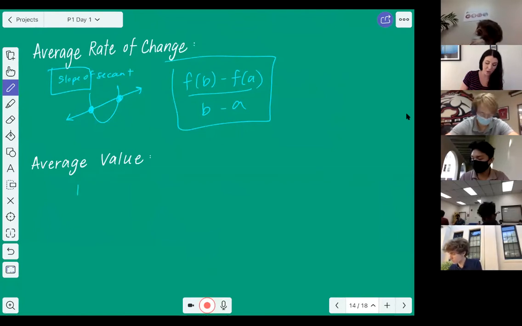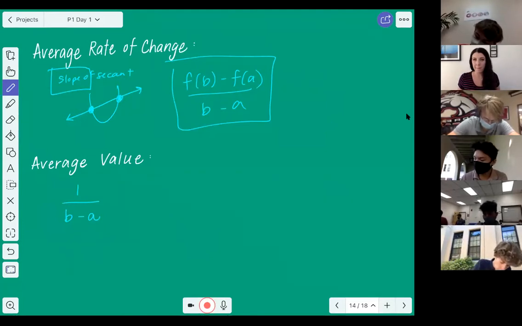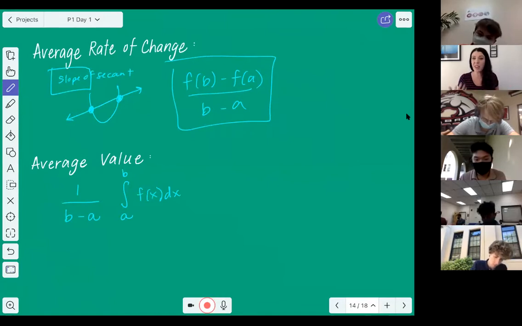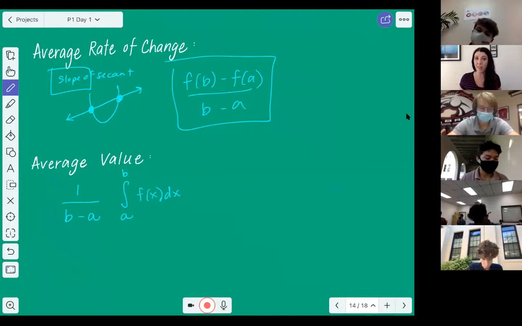It's, copy this down, 1 over b minus a, the integral from a to b of f of x dx, where f is the thing we're trying to find the average value of. Okay, so we set it up as 1 over b minus a, the integral from a to b of f of x dx. Okay, does everyone have that written down? This might seem like malarkey for now. We're going to do some practice problems with both to make sure we understand.